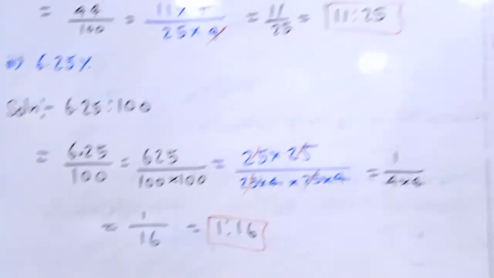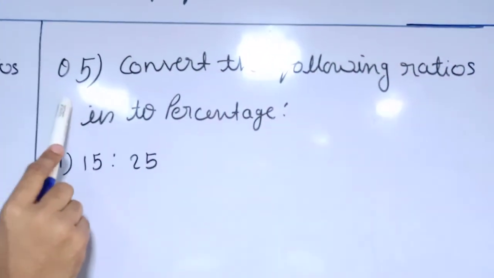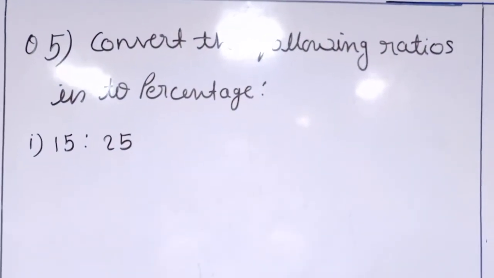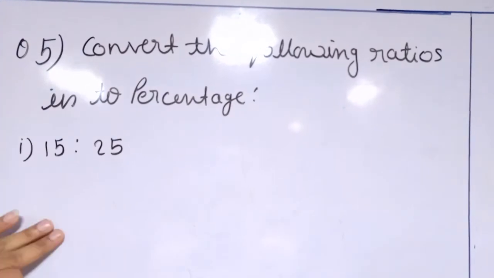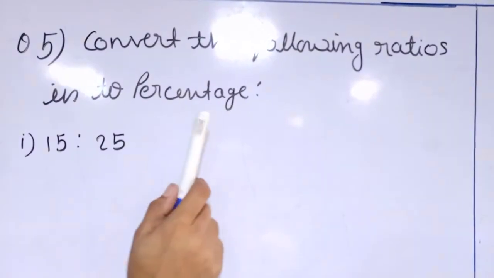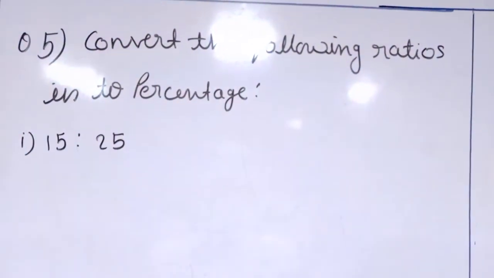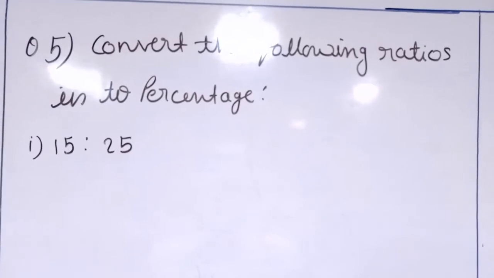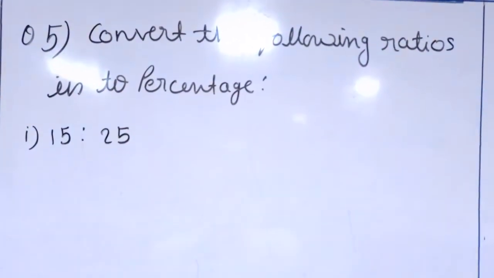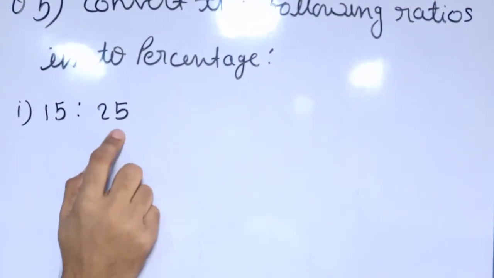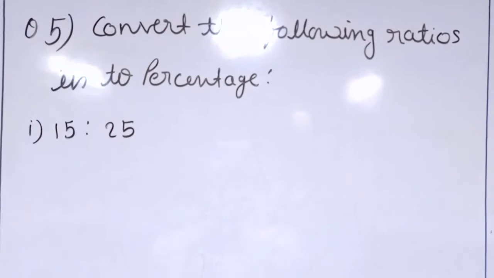Move on to the next sum. Question number 5. We left question number 4. That is a question of proportion that we have to do in the next video. Question number 5 is based on ratio. Convert the following ratios into percentage. What we did in question number 3, we have to do the reverse of that. Now we have a ratio that we have to convert into percentage. That means this B term, the second term, we have to convert into 100.